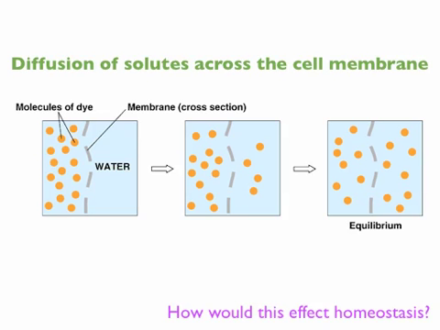Substances can diffuse across membranes as well. Here, the molecules of dye are fitting through small spaces in a membrane. If one side of the membrane has a high concentration of particles, over time, those particles will move across the membrane until there's a dynamic equilibrium where both sides of the membrane have the same concentration. Solutes easily diffuse across the cell membrane, but I want you to think about how this might affect homeostasis.